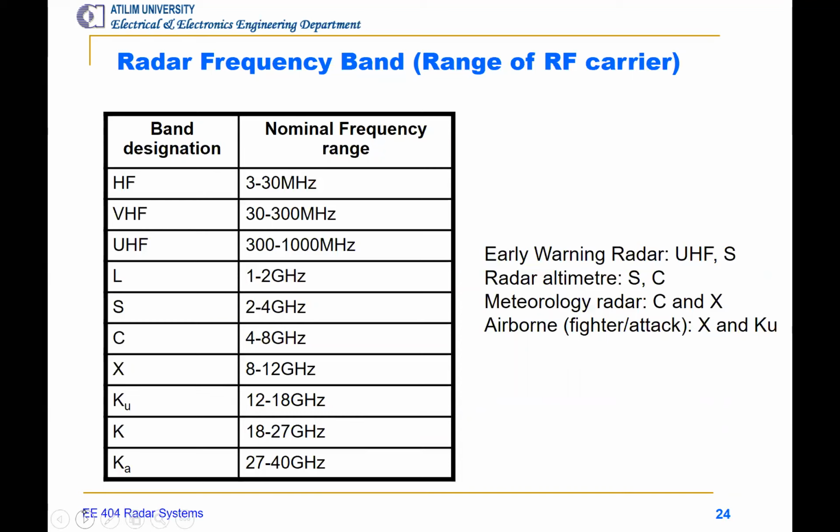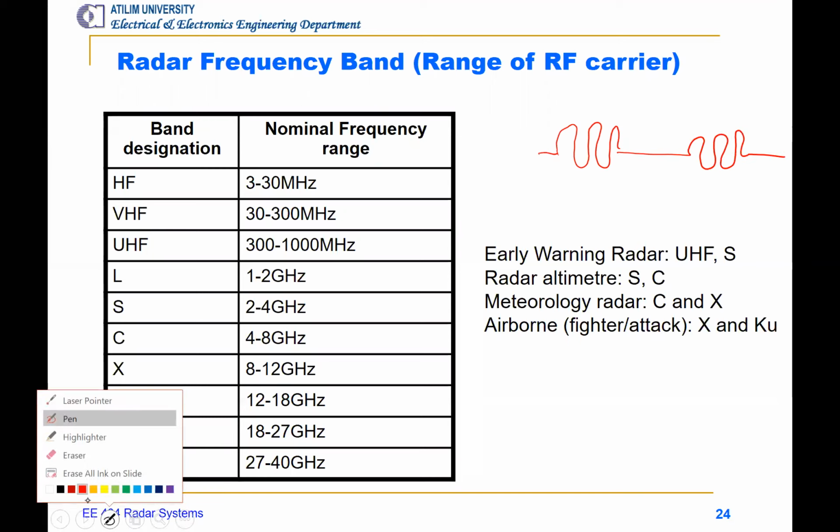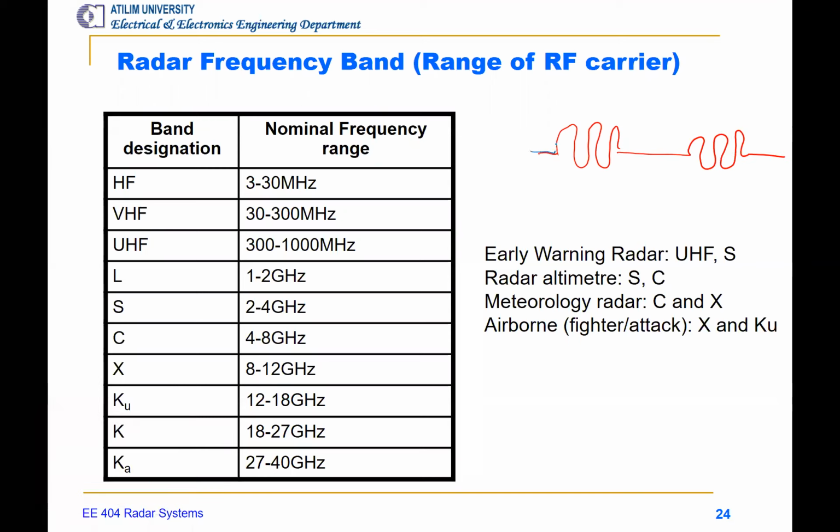Here is the radar frequency band. You remember the cosinusoid? This was the radar waveform that we drew previously. This was the rectangular pulse, you see, the pulse train. It's a very typical waveform. Now, this frequency is the frequency of this cosinusoid, the carrier frequency. Here is the range of this frequency.